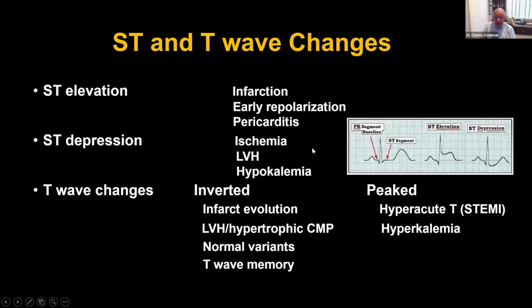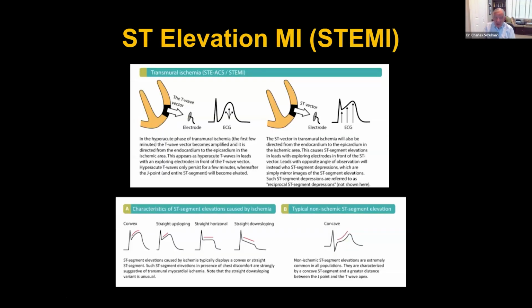So there are a number of different ST and T wave changes that we'll talk about. ST elevations, as for example, infarction, early repolarization, and pericarditis; ST depression, ischemia, LVH, hypokalemia; T wave changes, inverted and peaked.